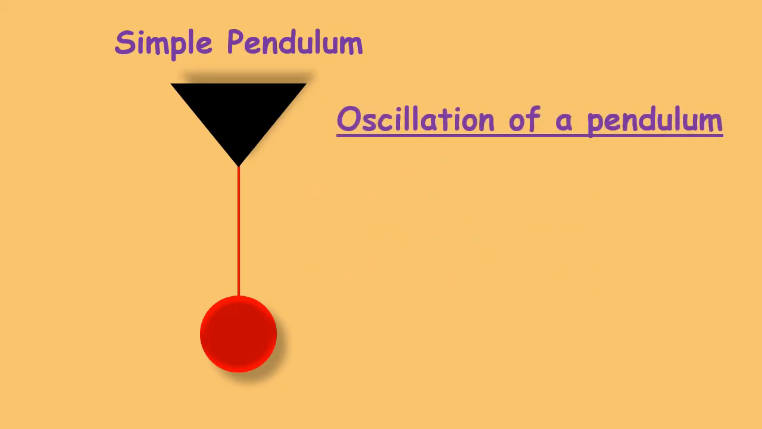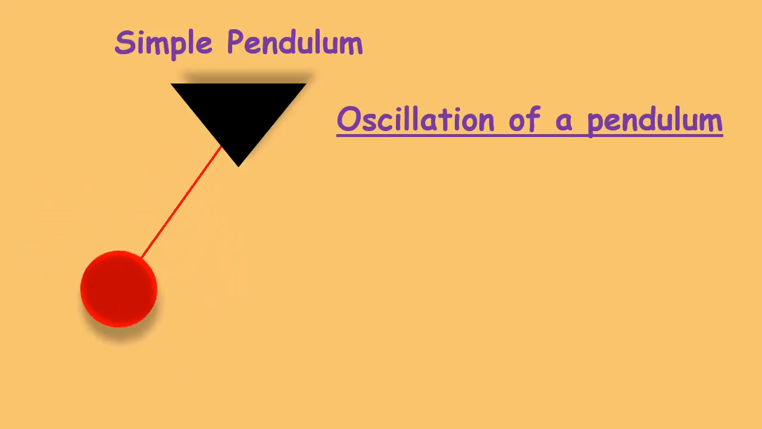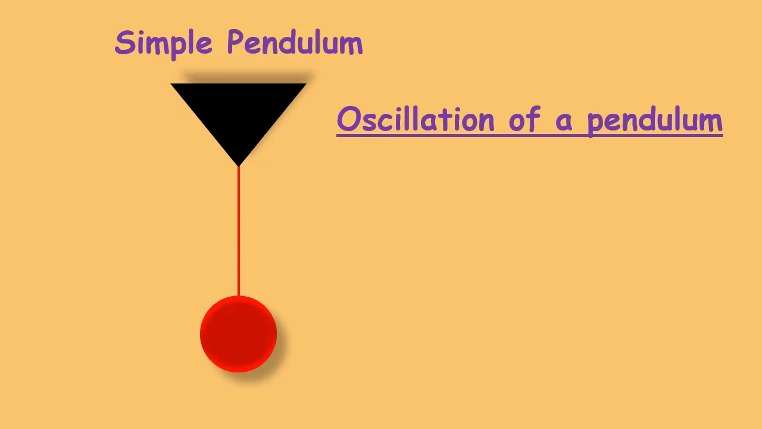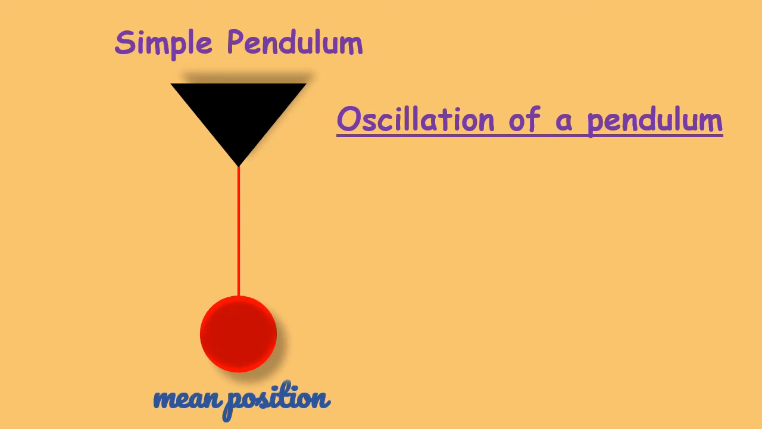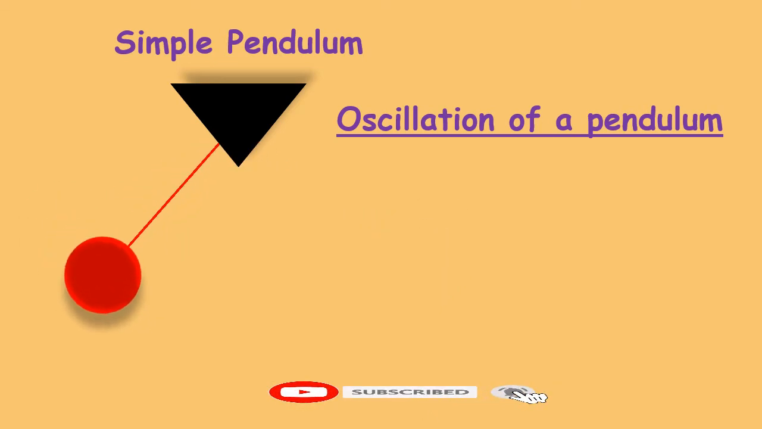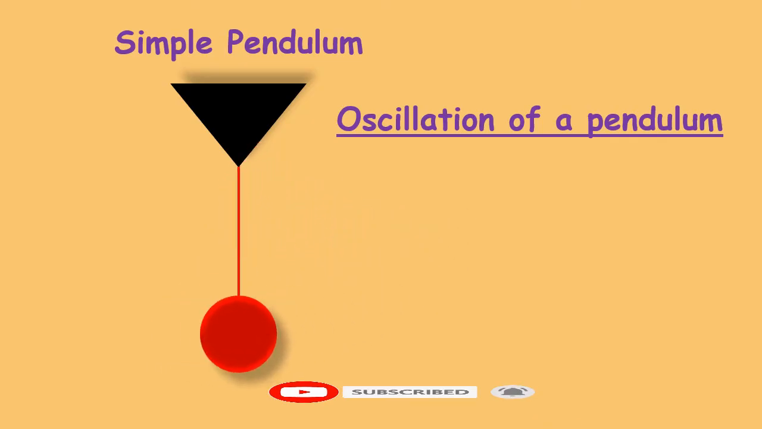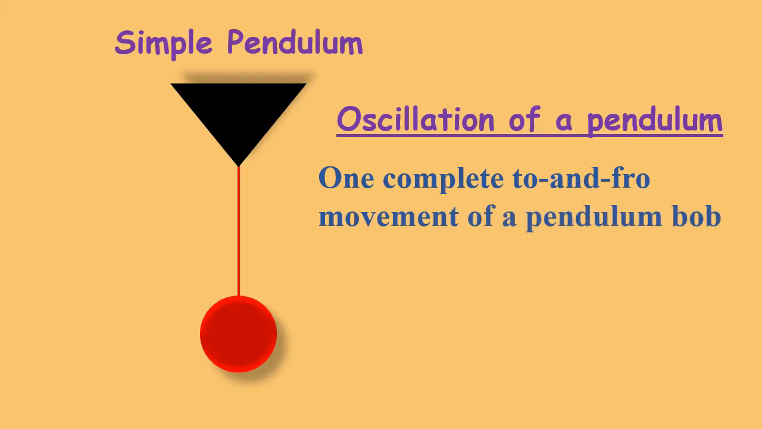Second term, oscillation of a pendulum. Look at the pendulum. When it goes from the mean position to any extreme position, then comes back to its mean position and then goes to the other extreme position and comes back to its mean position, then it completes one oscillation. So we can say one complete to and fro movement of a pendulum bob is called an oscillation.